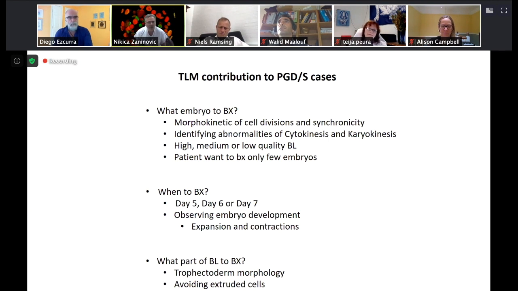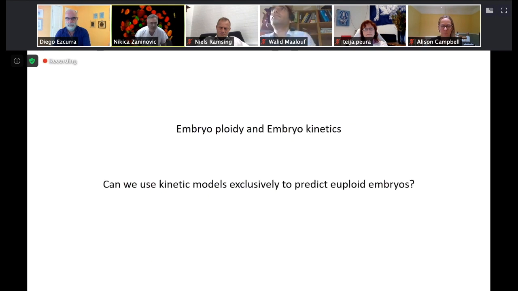It can tell us what to biopsy or what not to biopsy. It can tell us when to biopsy, because we can observe when the embryo becomes a blastocyst or not, and what part of the blastocyst to biopsy, because there are a lot of differences in the trophectodermal morphology.